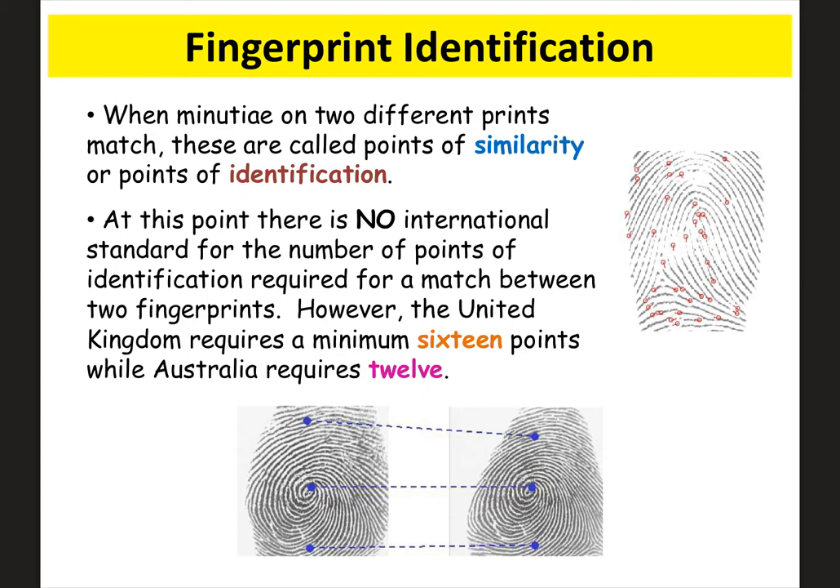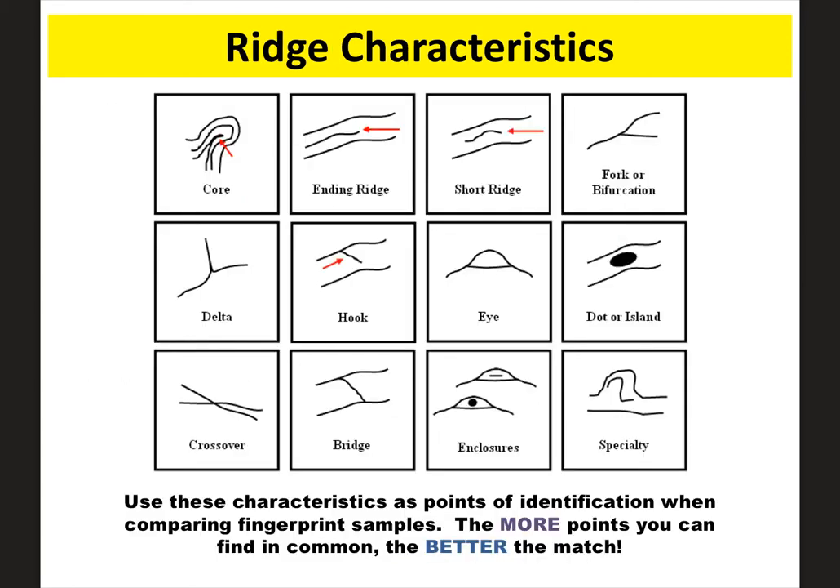All right, so this is why it's very important that you're able to get a good, clear print, because you want to be able to identify as many of these differences, as many of these minutiae as possible between two prints, so you could say that, yes, they are the exact same. These are some of the different minutiae here that we can use to compare two prints to be able to say they are the same.